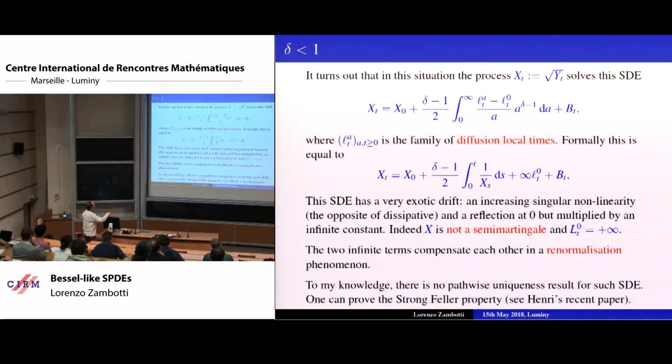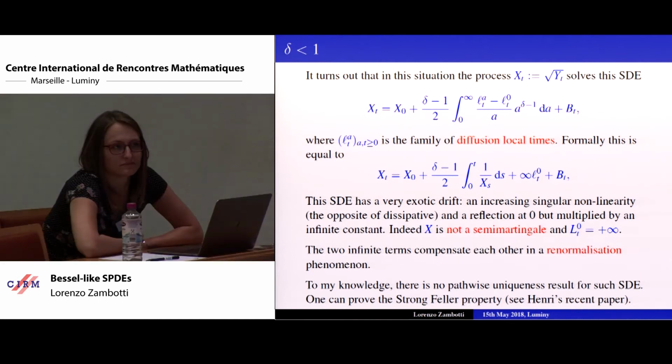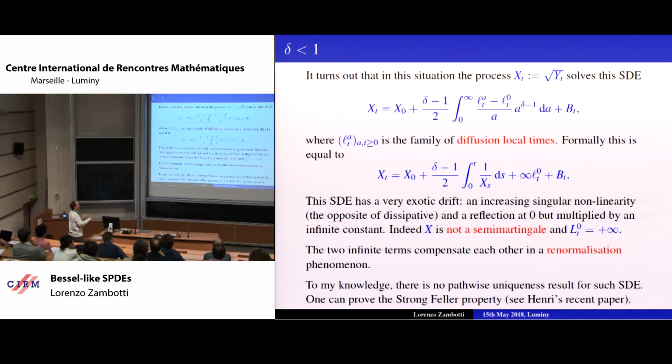Okay, so notice that this is positive, infinite. So delta minus 1 is negative. This is also infinite. So these two terms renormalize each other. And in fact, it is possible to write explicitly the result. It is like this. So you integrate, so you use the occupation time formula.